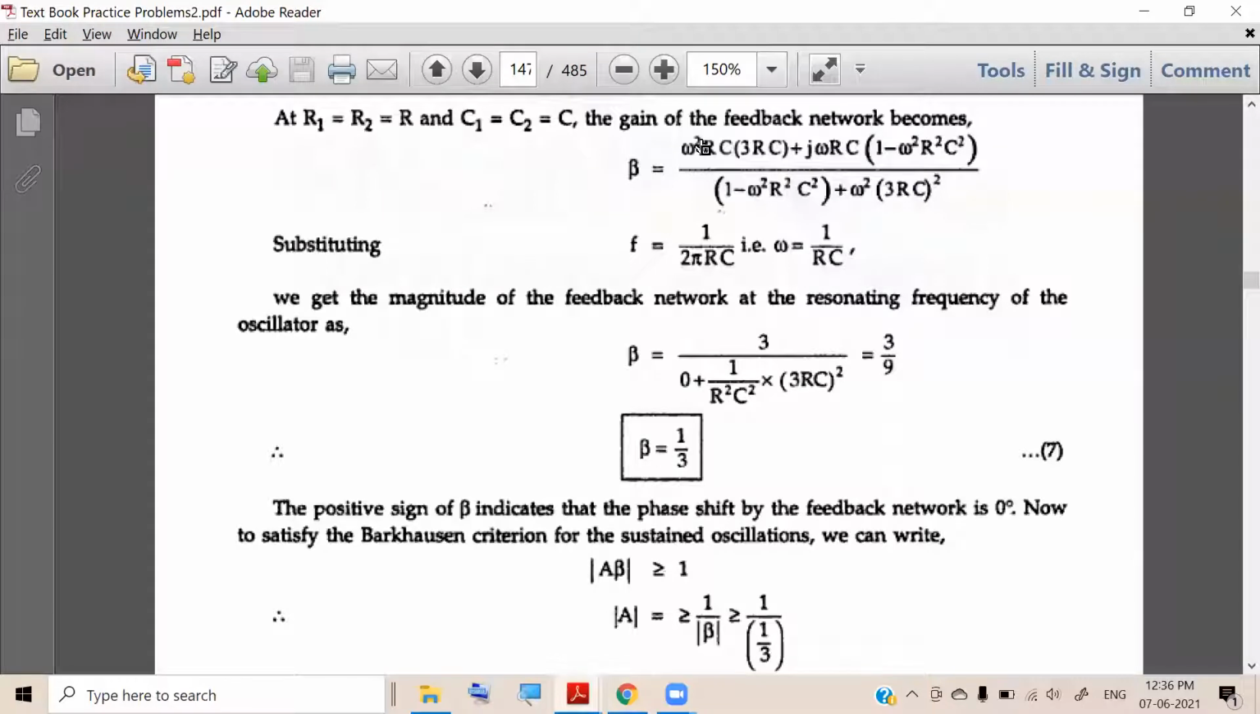Anybody tell me what will remain, beta? Please answer. Easy question. Please answer, what will beta be? Yes, students, fast please.